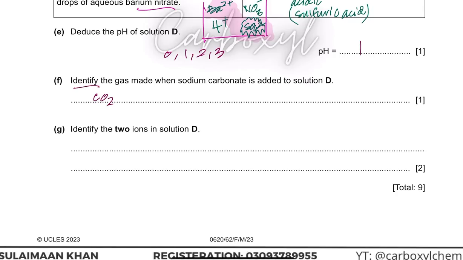Identify the two ions in the solution D. Obviously, one is going to be the hydrogen ion and one is going to be the sulfate ion, because it's basically sulfuric acid, right? So you could also write H plus ion and SO4 2 minus ion.